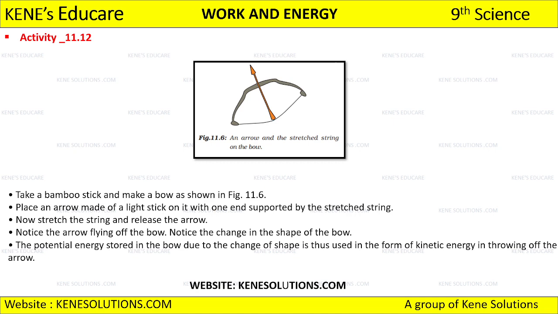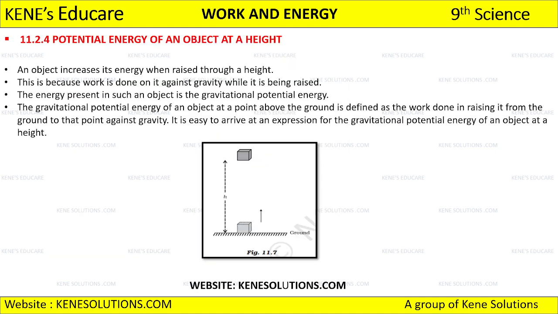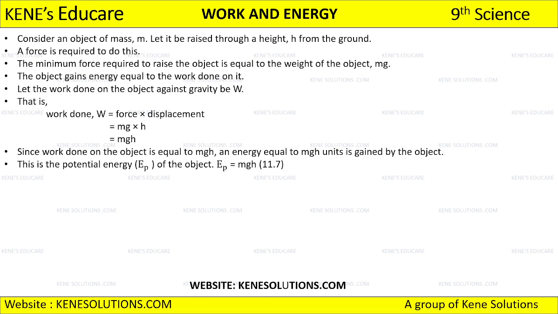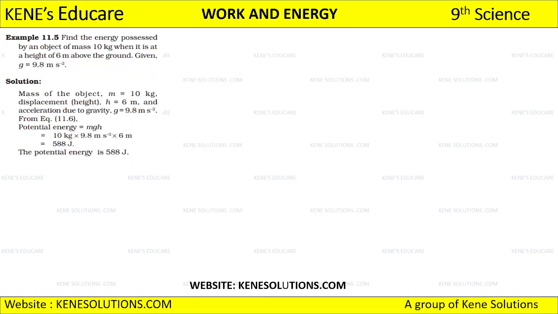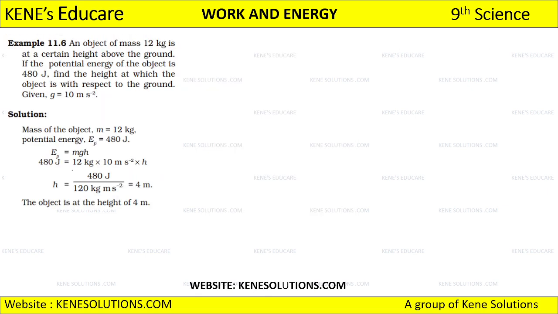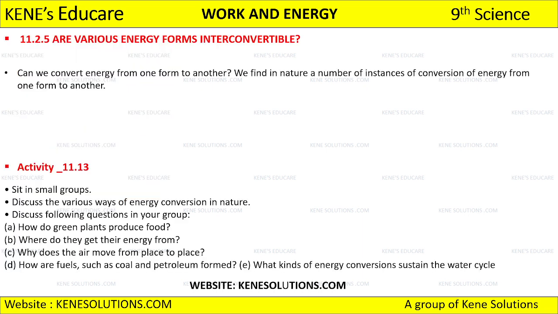After this, the next topic that we need to discuss is potential energy of an object at a height. We already discussed today that if any object is at a height, it means more work will be done by that object. So we'll be discussing that. Then after that, we will be discussing many different examples and activities. As you can see, there are two examples after discussing that. Then we have another subtopic: whether the forms of energy that we have are interconvertible or not. Can we convert one form of energy into another or not?